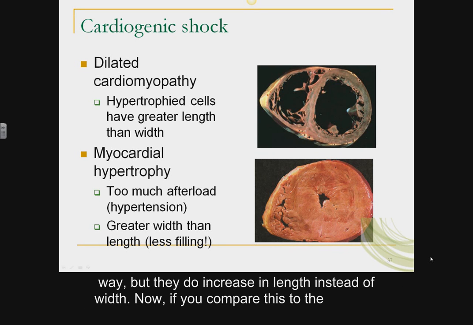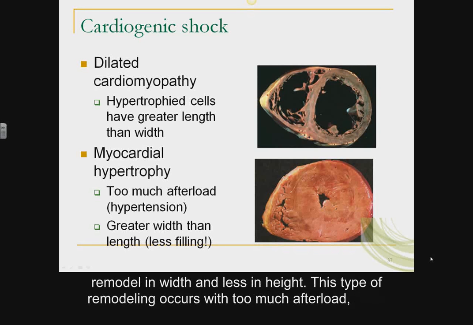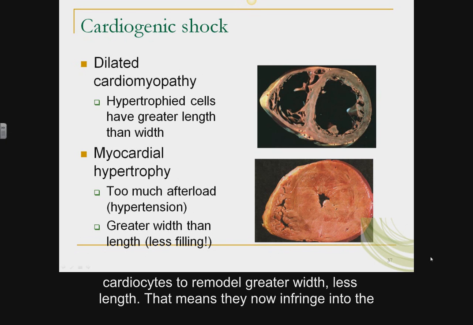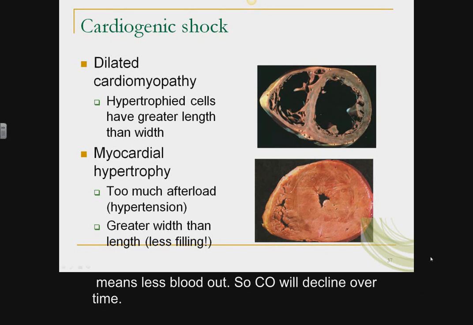of width. If you compare this to the bottom picture in myocardial hypertrophy, now the chemical signals are telling these cardiocytes to remodel in width and less in height. This type of remodeling occurs with too much afterload, meaning too much blood pressure or hypertension. For whatever reason, this hypertension stimulates cardiocytes to remodel with greater width and less height. That means they are now infringing into the ventricular space, and that means less opportunity for filling. Less blood into the ventricles means less blood out, and that means cardiac output will decline over time.